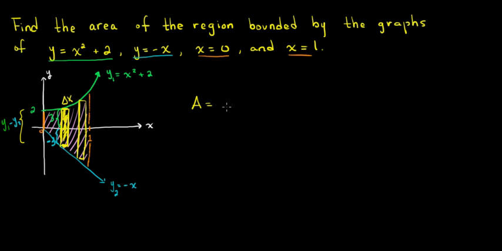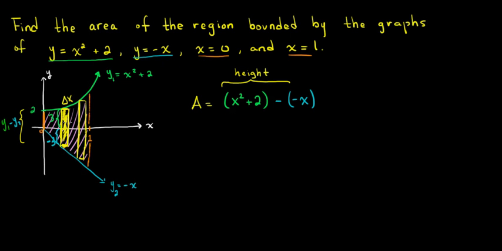So again, we can set this up as our first function, our upper function, x squared plus 2, and we're going to subtract the area of this rectangle. I do y1 minus y2, so I'm going to subtract my bottom function, which is just negative x. Now this right here is the height of our rectangle.